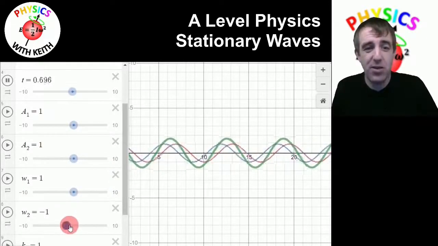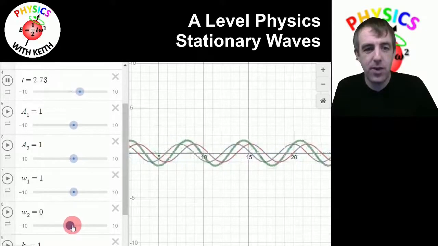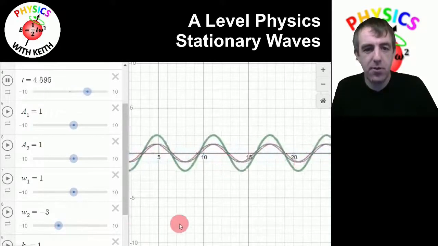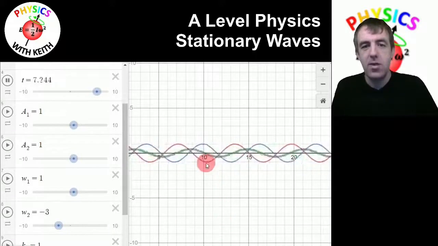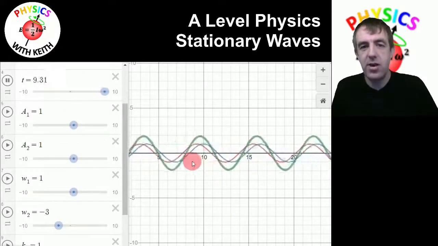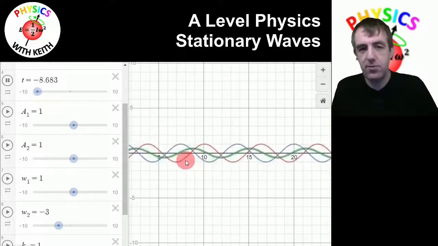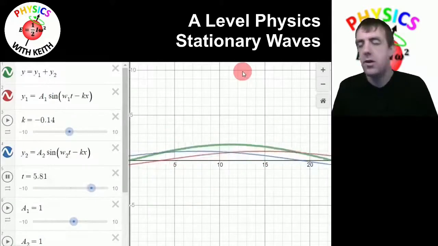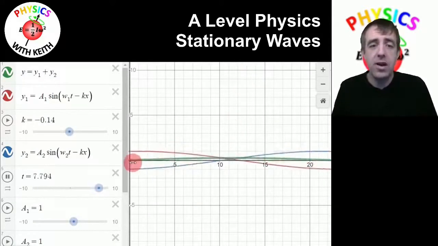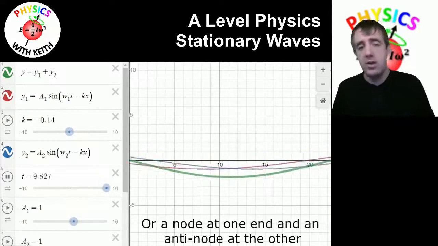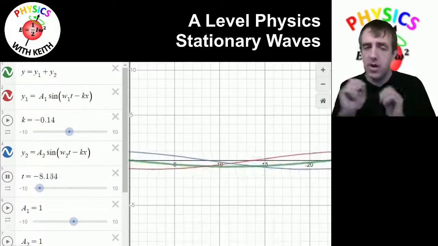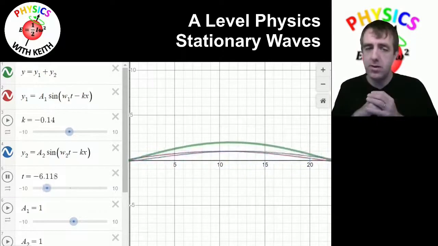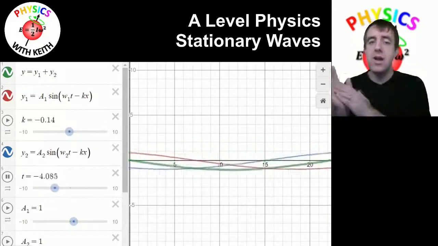So if we change the speed of the blue wave, let's make it go faster, you can see that now there is a net transfer of energy from right to left. So that's no longer a stationary wave. Stationary waves are what happens when you get either a node at both ends or an antinode at both ends. But let's take the case of a node at both ends, and we have a wave reflecting.